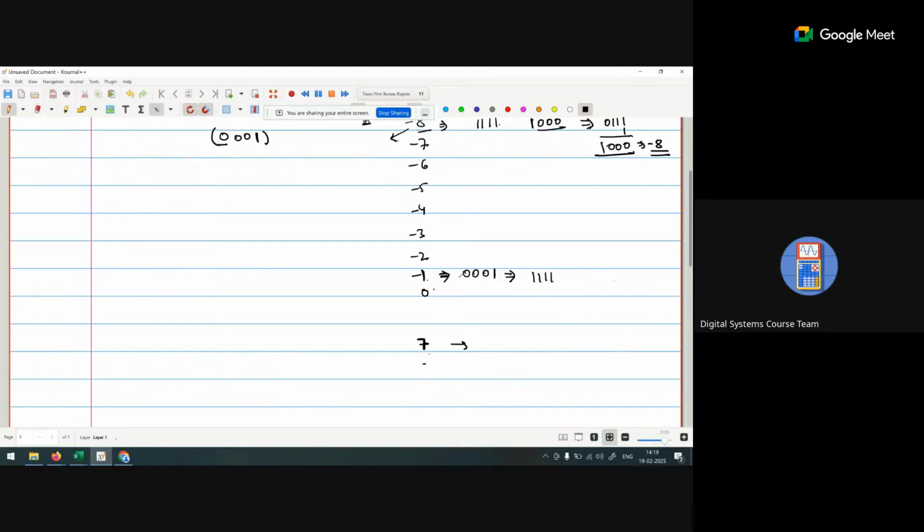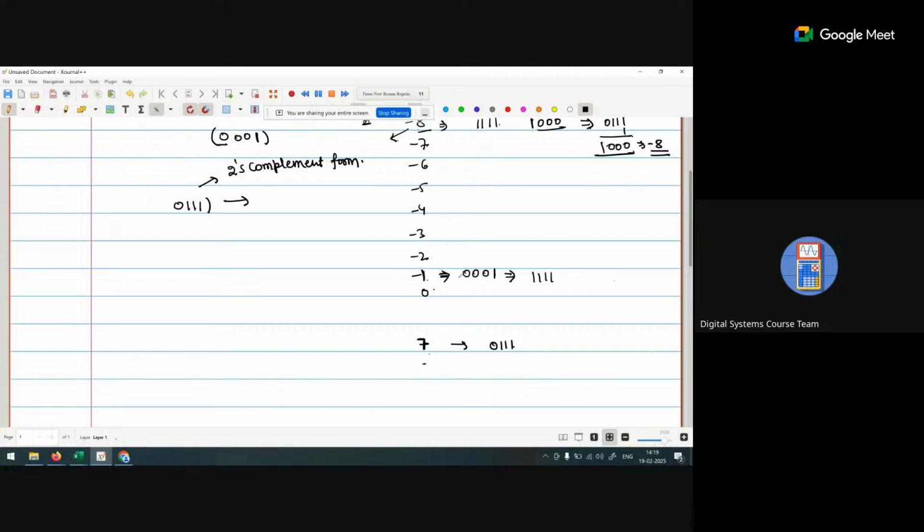Now the number 7 is 0111. It is a positive number, so we can't take the two's complement. Yes, sir. Okay. Now the thing is that I just mentioned 0111 is given, and that particular number will be given in two's complement. Yes, sir.